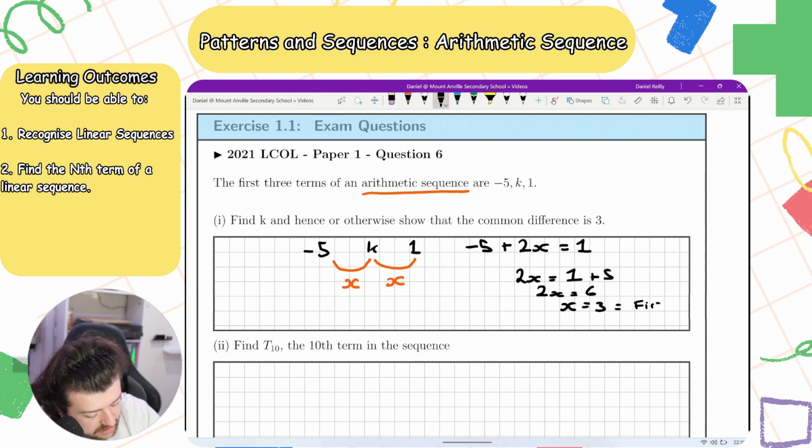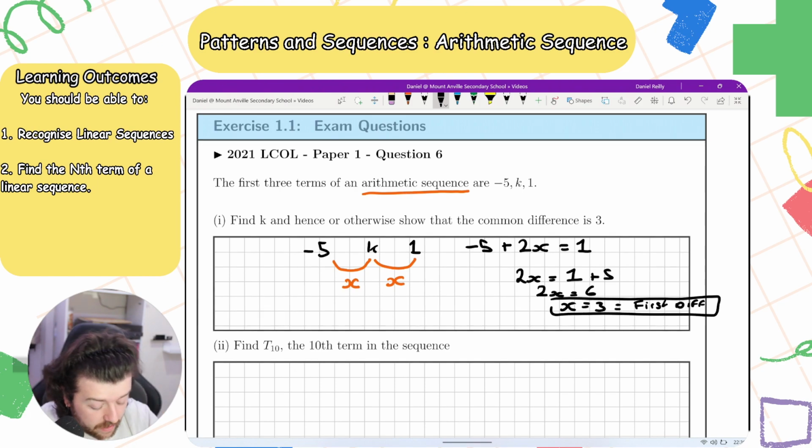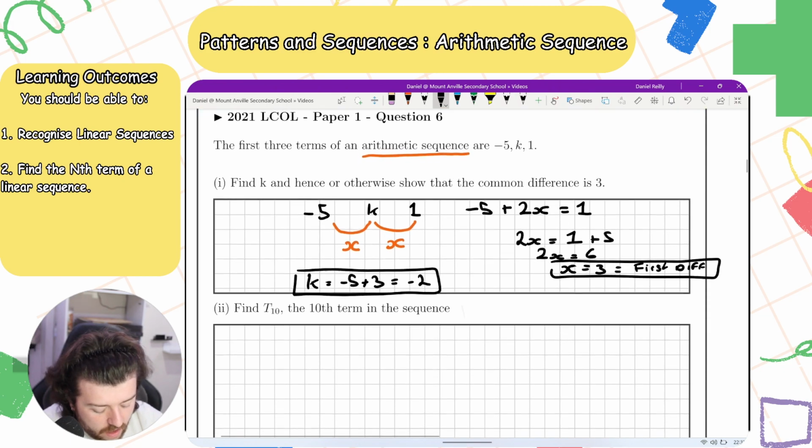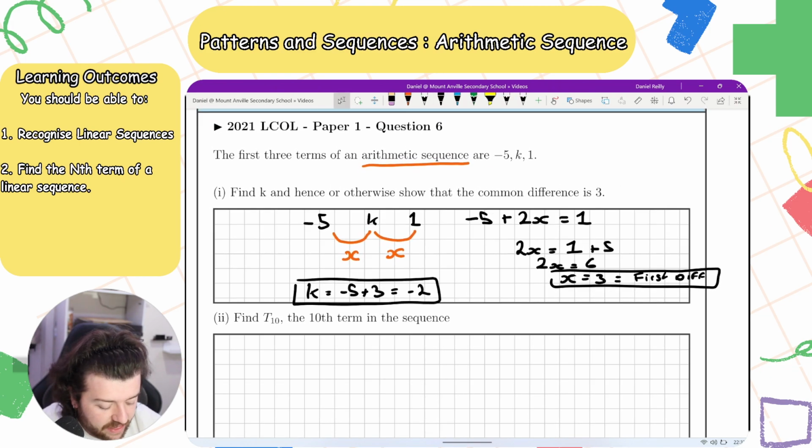So my first difference is equal to 3. And then I want to find k. So k is just going to be equal to minus 5 plus 3, which is minus 2. So k is equal to minus 2, and my first difference is 3. Find T10, the 10th term in the sequence. So again, if you forgot your formula, you can just keep adding 3 on your calculator until you get to the 10th term.